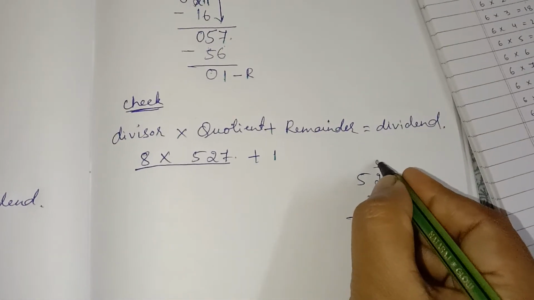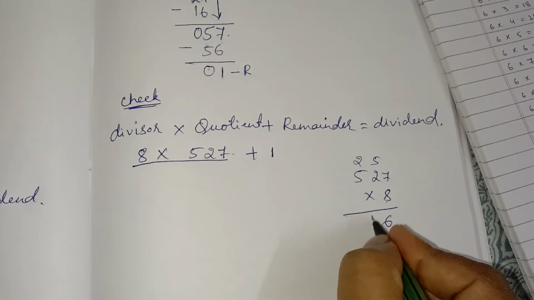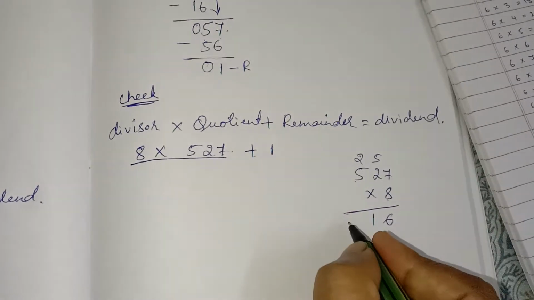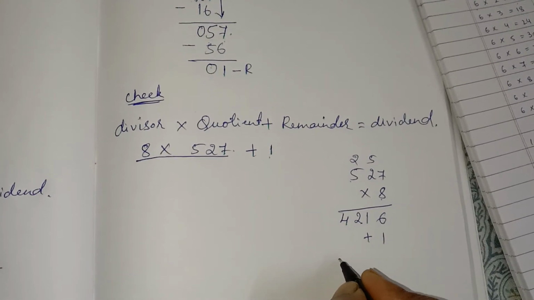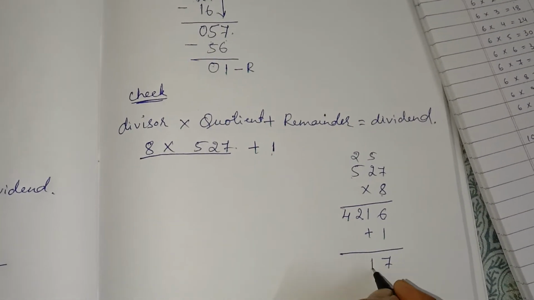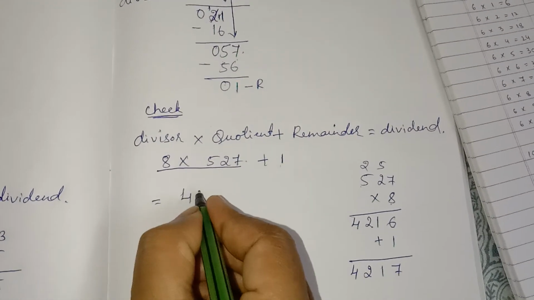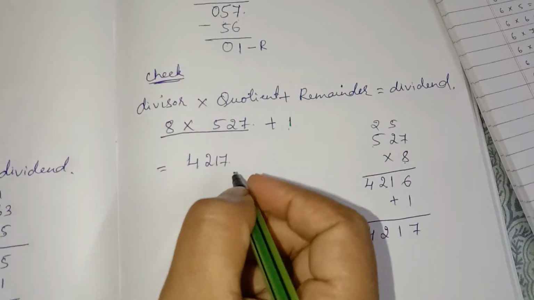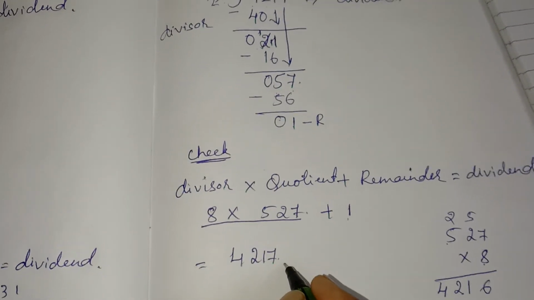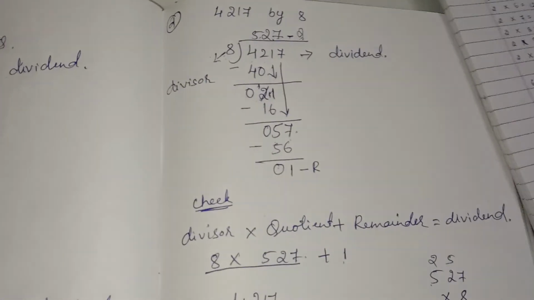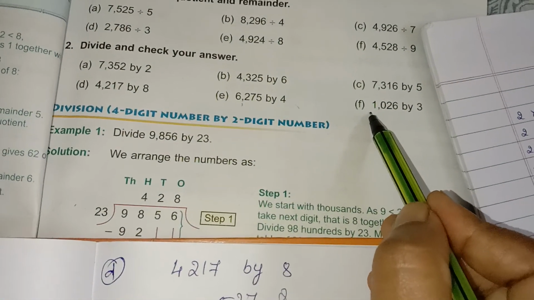8 sevens are 56. 8 twos are 16 plus 5 is 21. 8 fives are 40 plus 2 is 42. Now add 1 to this. 7, 1, 2, 4. We got 4217. This is the exact dividend we got here. Next, fifth and sixth one, do by yourself.